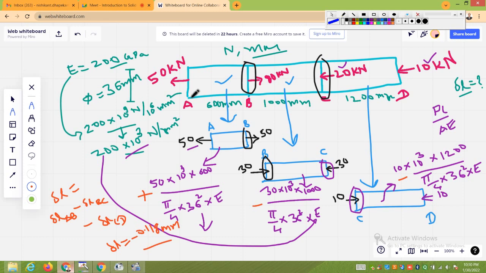Option A, length will increase. Option B, length will decrease. Option C, length will be constant. So you have to use this. After that you are getting minus 0.118 millimeters. Means the length will decrease. Right? And by what amount? 0.118. So very nice and interesting such types of numericals are.